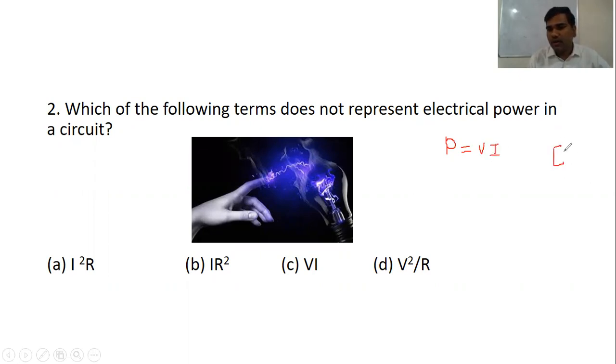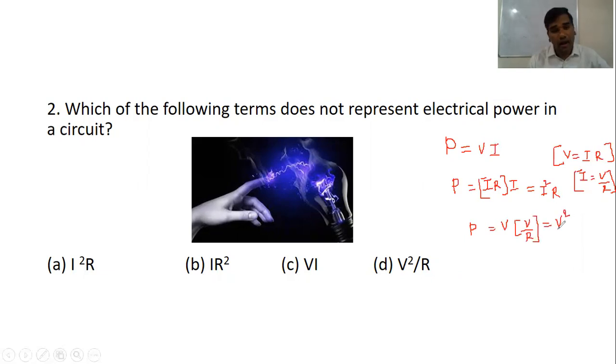And from Ohm's law, we know that V is equal to IR. If I substitute V is equal to IR, power can be written as IR into I, which is equal to I square R. And similarly, from Ohm's law, I can be written as V by R. So we are using Ohm's law here. In the place of I, if I use V by R, power can be written as V into V by R, which is equal to V square by R.